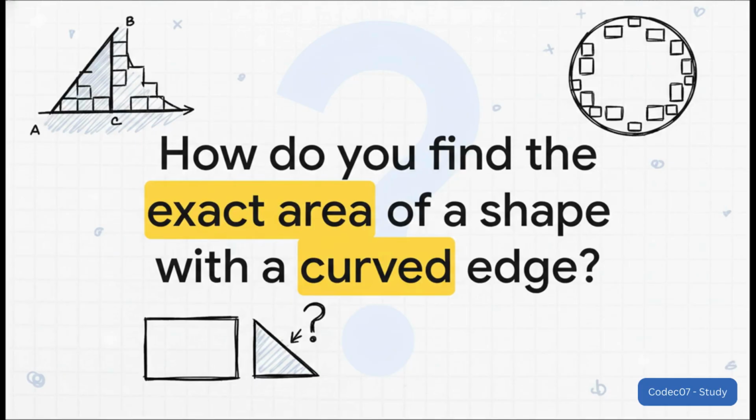Okay, so let's put that idea on hold for just a minute and switch gears to a totally different problem. This one stumped the ancient Greeks for centuries. You see, finding the area of a square or a triangle, easy. But what about the area of something with a curved edge, like a circle, or the space under a swooping parabola? How on earth do you calculate that precisely?